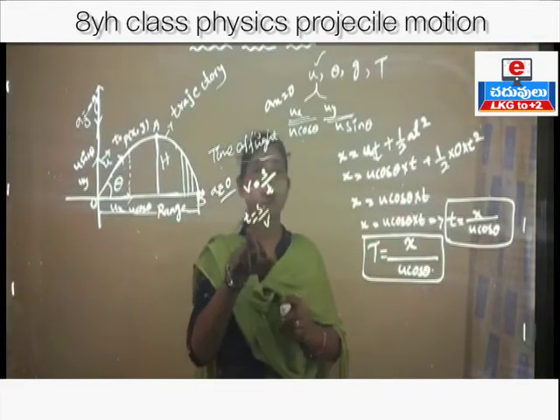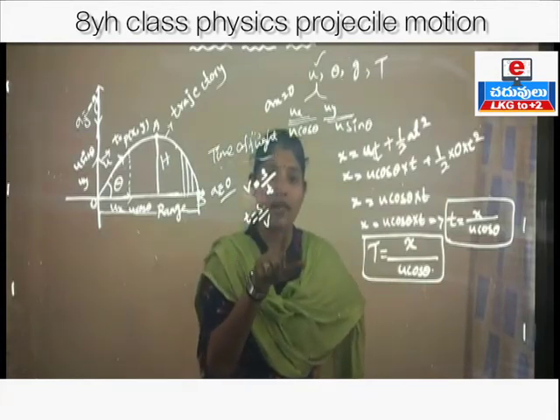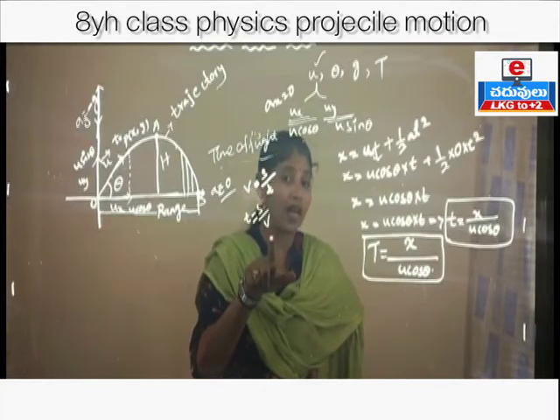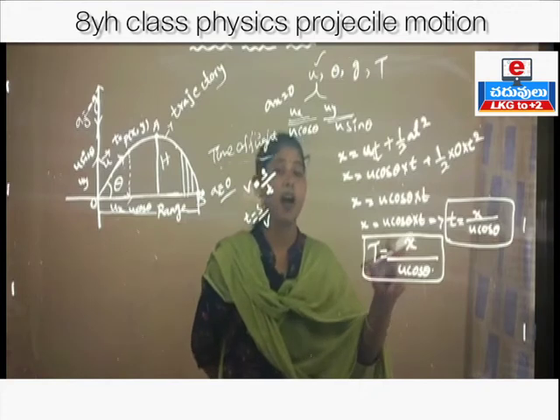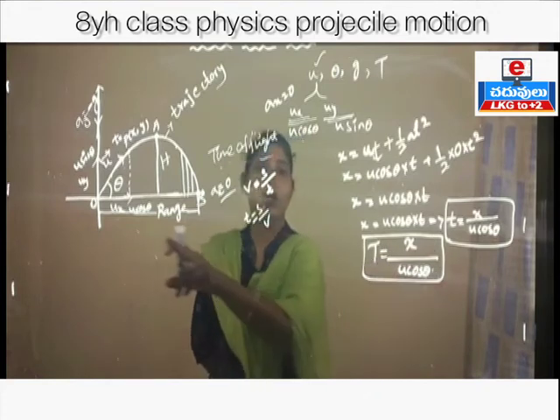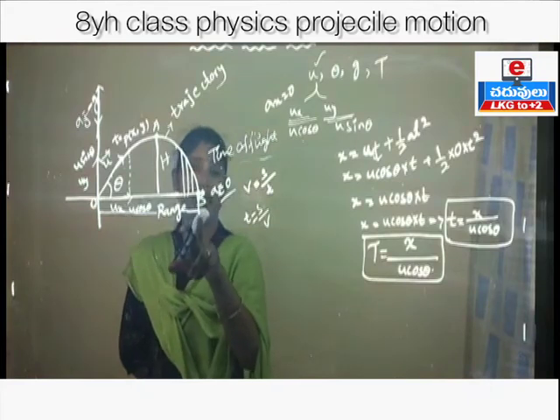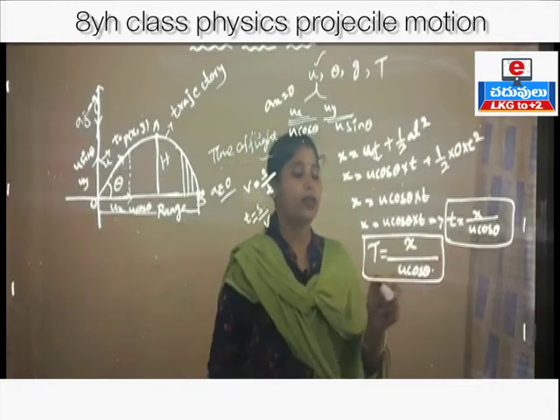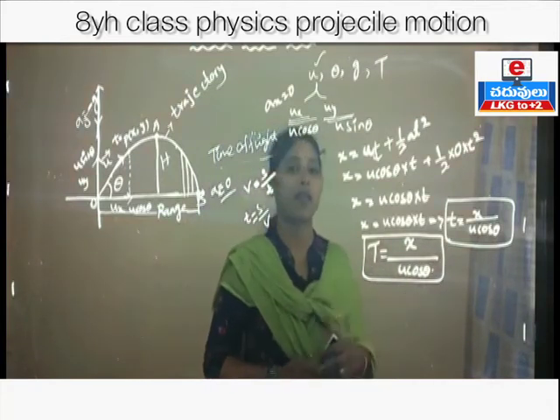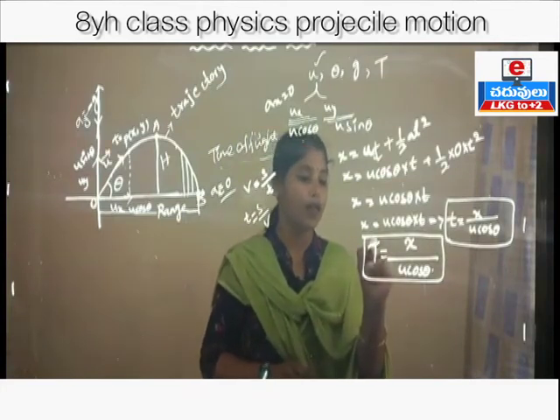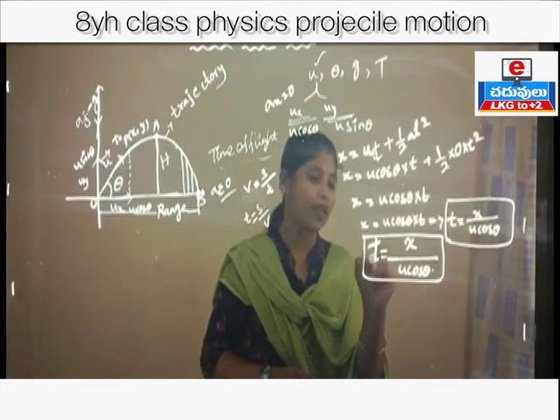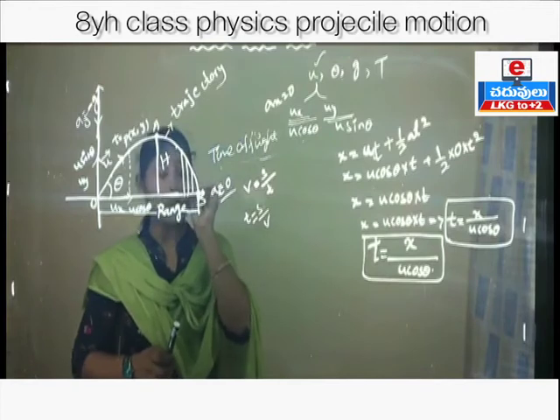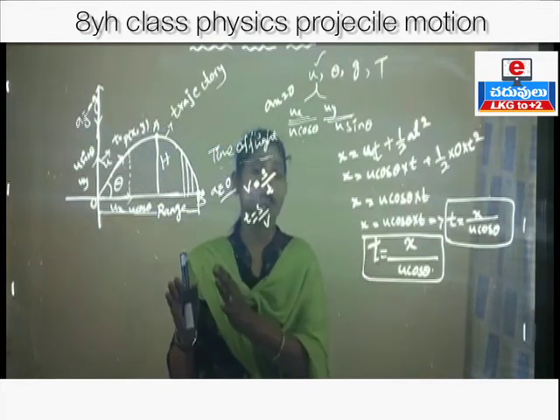So the total time taken by the object to travel the distance with respect to the velocity u cos theta. X is the horizontal distance, and u cos theta is the velocity along the horizontal direction of the projectile. That is the time of flight, the time taken to travel the path, capital T or small t. The horizontal direction is completed, and the next one is the vertical direction.